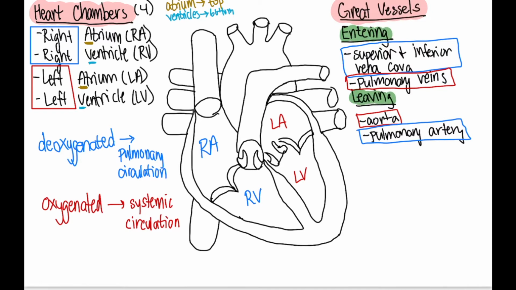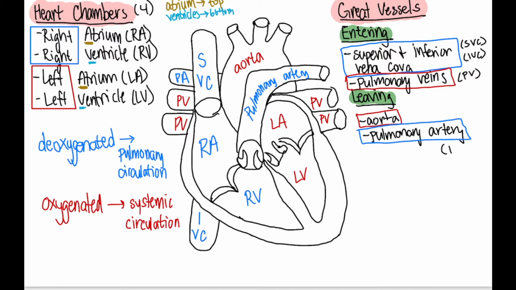So I'm going to go ahead and draw these in. So the superior and inferior vena cava are delivering deoxygenated blood from the rest of the body. The pulmonary veins is going to take oxygenated blood from the lungs into the heart. The aorta is going to take oxygenated blood from the heart out, and the pulmonary artery is going to take deoxygenated blood from the heart out. And I'm just writing in the abbreviations right here, that way you guys are able to follow.